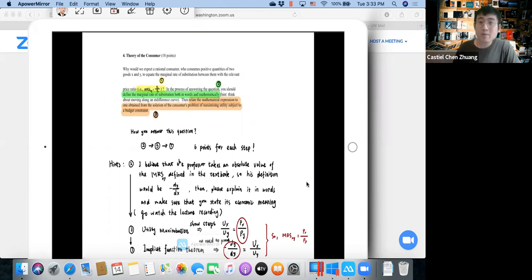And the second step is to write out a utility maximization problem and to get some first order conditions that will help you get the relationship between the marginal utilities and the price ratio. And finally, you just relate the marginal rate of substitution to the ratio of marginal utilities. And then you can relate the marginal rate of substitution to the price ratio. So that would be how you answer question 4.